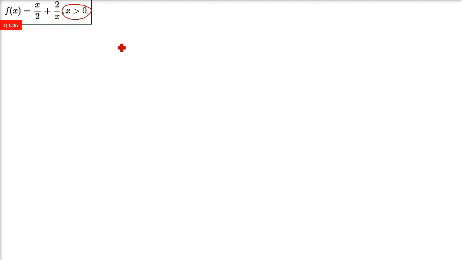This question, x is greater than 0. We have already done a question like this. We have the function. We have to take the derivative. First derivative, and you already know the derivative, half minus 2 by x square. Next one is to place this as 0 or equate it to 0. 1 by 2 minus 2 by x square is equal to 0.